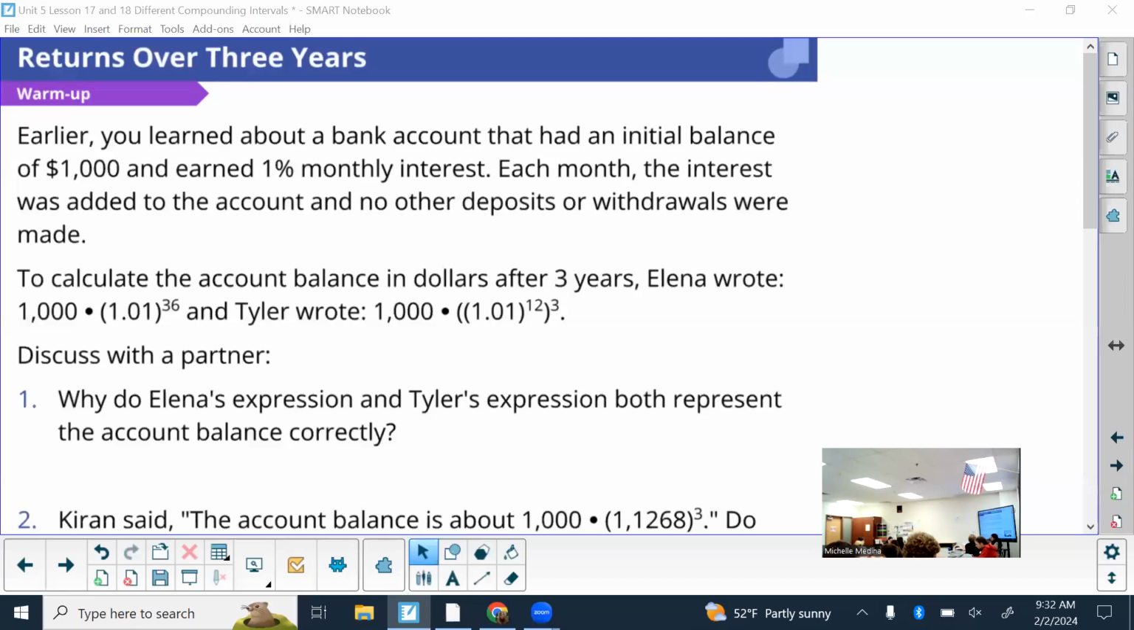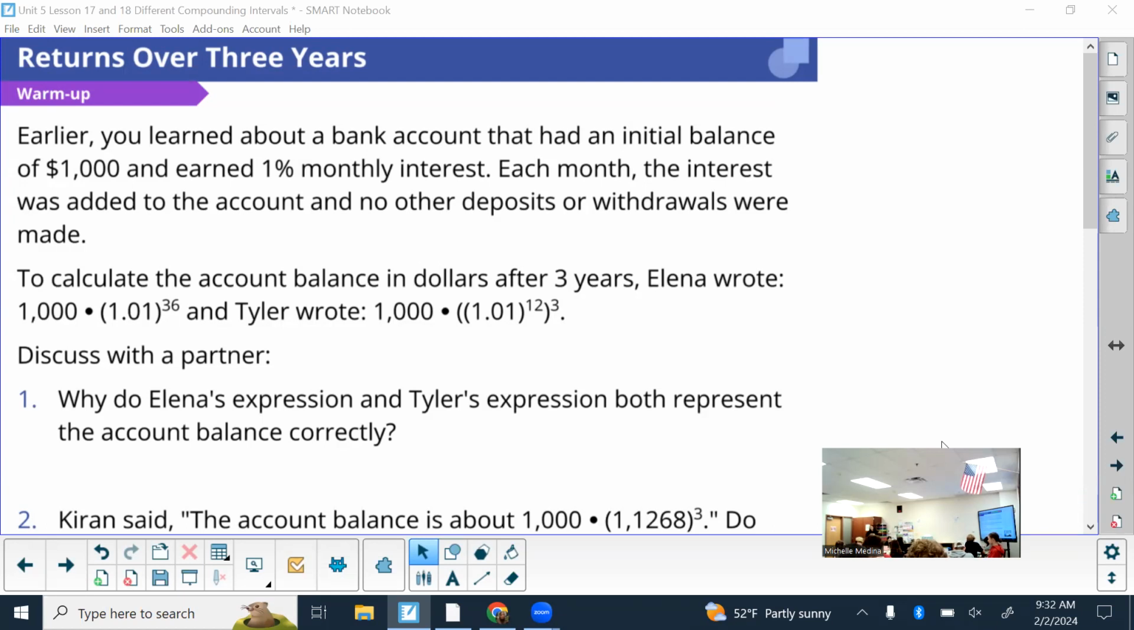All right. So yesterday we learned about a bank account that had an initial balance of $1,000 and earned a 1% monthly interest rate. Each month, the interest was added to the account. No other deposits or withdrawals were made. To calculate the account balance in dollars after 3 years, Elena wrote 1,000 times 1.01 to the 36th power. Tyler wrote 1,000 times 1.01 to the 12th power and then raised to the third power.